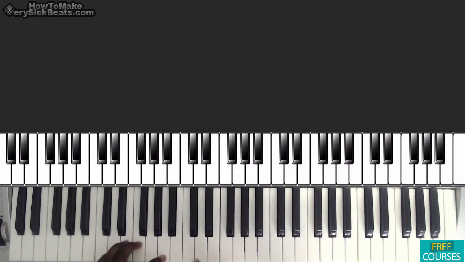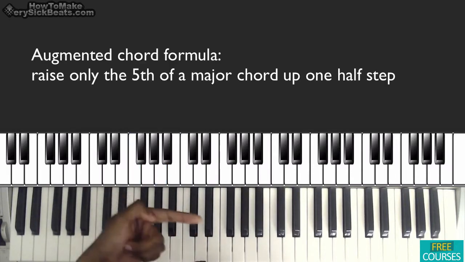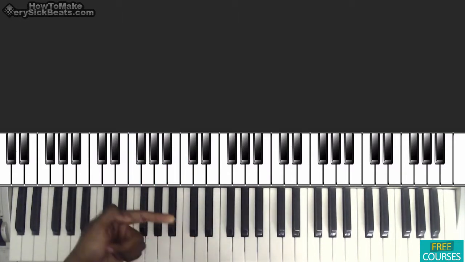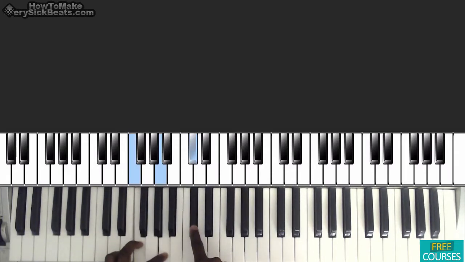Let's go back to the key of F. All you do to create an augmented chord is raise the fifth note up 1/2 step. So it would be, when you raise it up, you go to the right 1/2 step. Hear that? So an easy way to figure it out is start with a major, bring that fifth note up 1/2 step. Now you have an F augmented.